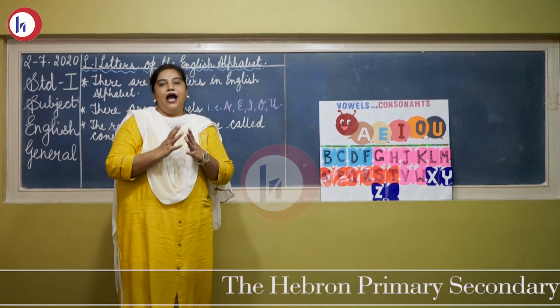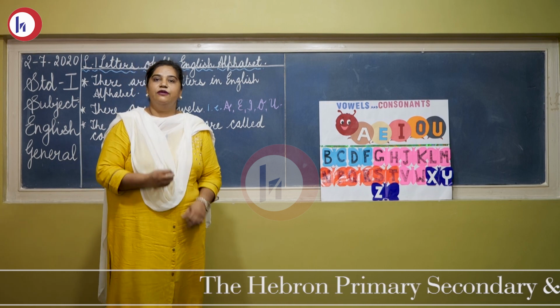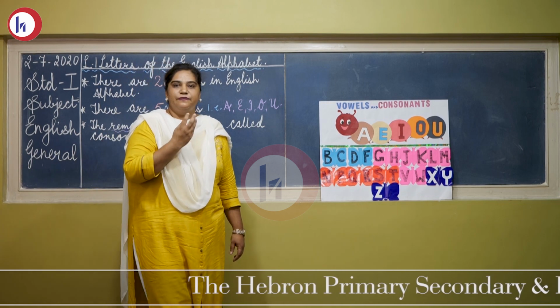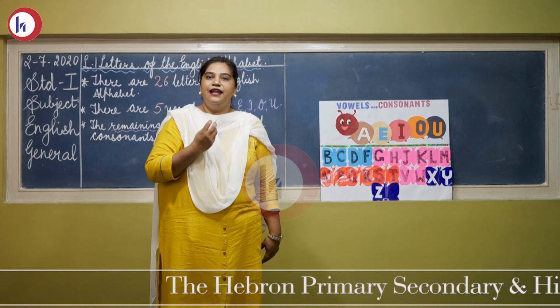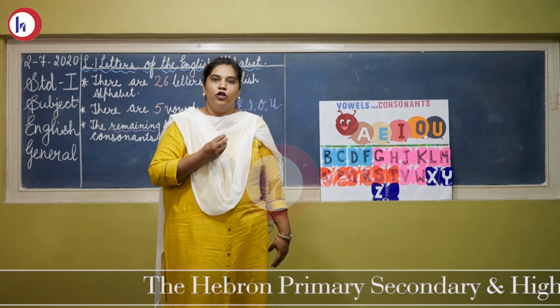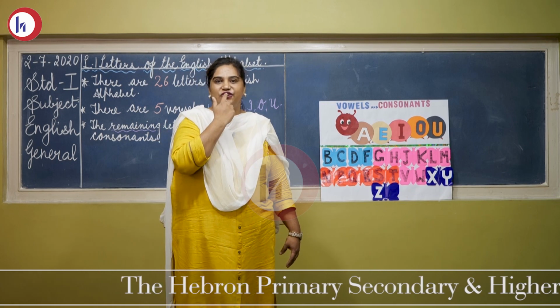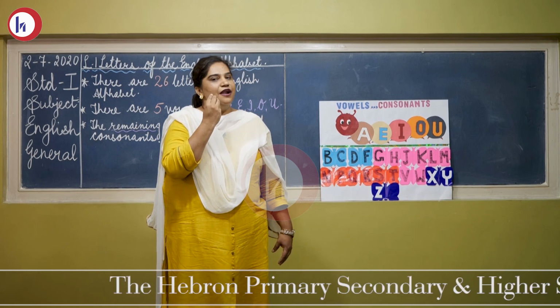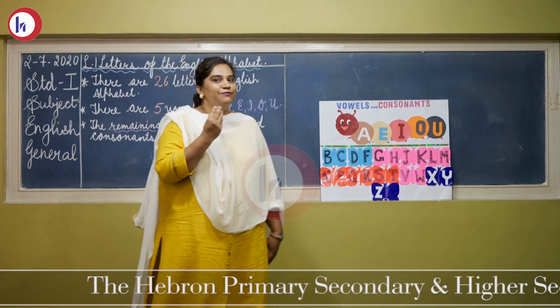A, E, I, O, U are called vowels because when we speak them, when we pronounce them, we can speak with our mouth open. Just try it with me. Come on, let's repeat. A, E, I, O, U. See, now you can see your teeth, tongue and lips are not closed. They are open.